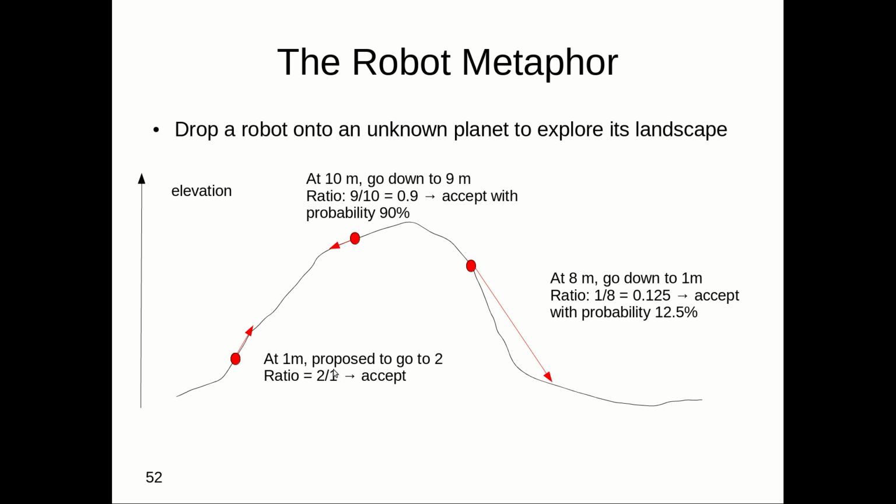If the ratio is larger than 1, we always accept it, because we're going uphill. If the ratio is slightly smaller than 1, we are going to accept it in most cases. If the ratio is much smaller than 1 or close to 0, then we're going to reject this move in most cases.